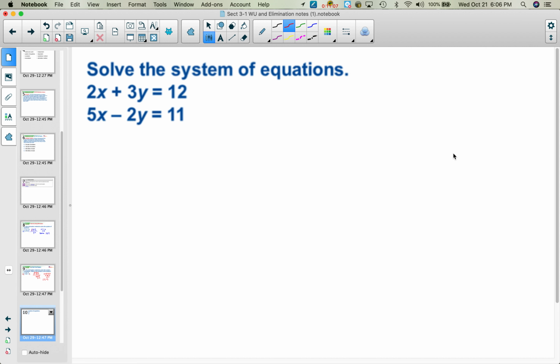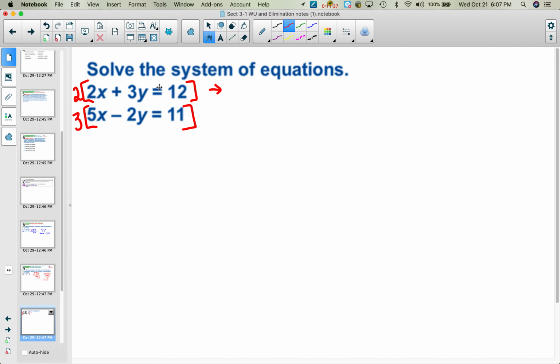Here's another system to solve. Notice on this one, the y's are opposite, but they're not the same number. So I can't turn the 3 into a 2 or the 2 into a 3, but what I can do is turn them both into 6's. On this particular problem, I'm going to have to change both equations. So I'm going to multiply the top equation by a 2 and the bottom equation by a 3. And then watch what happens.